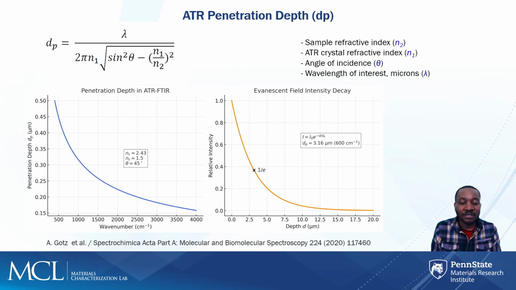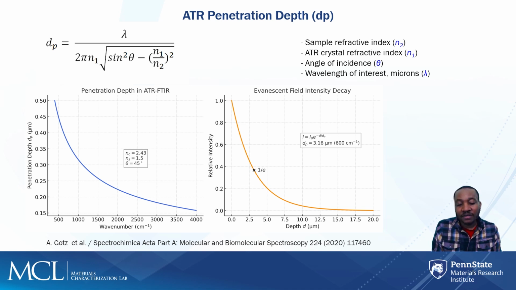So that's something to consider when we compare spectra that we collect in attenuated total reflection to spectra that we collect in other geometries like transmission, for example. So that's the first thing that I would like to mention about how penetration depth changes and how we can tune that with attenuated total reflection.